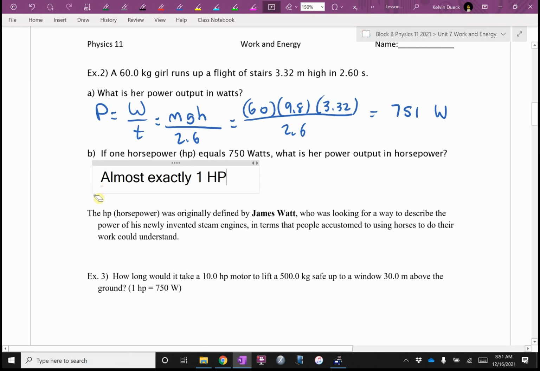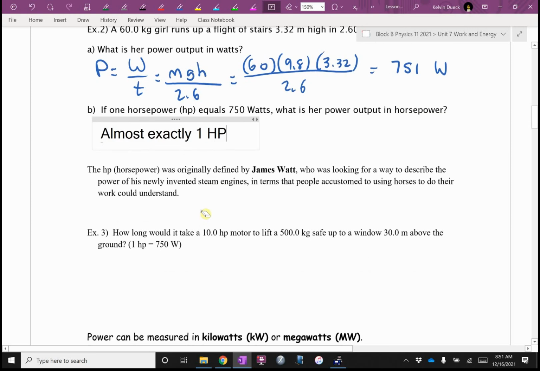I got to go on a horsepower watt rant. Horsepower was originally defined by James Watt. James Watt, to me, is maybe the most overrated scientist out there, especially because the unit watts, you all know it because it's also used in electricity, electrical power. It's a fundamental unit that you run into all the time. And he didn't do much, in my opinion.